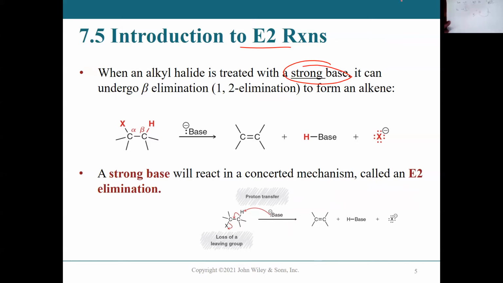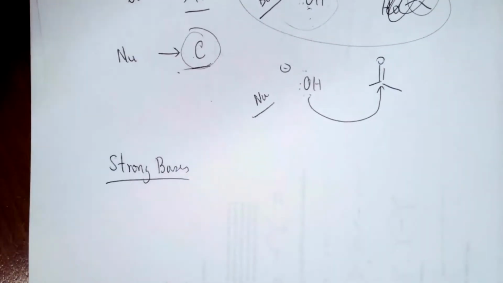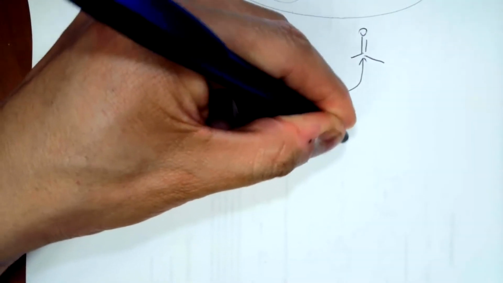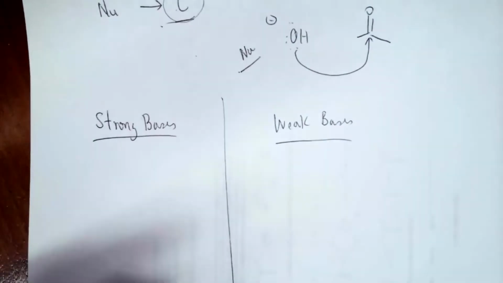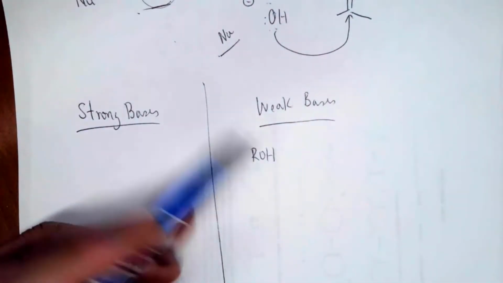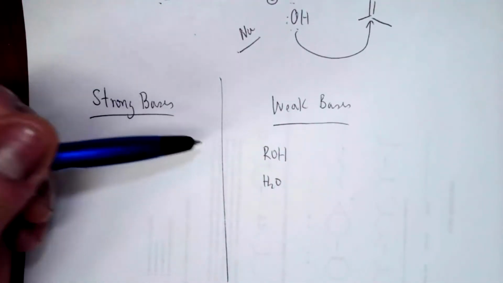So let's start by doing that. What is a strong base? And I will put a parallel with the weak bases. Weak bases are alcohols, any alcohol, ROH, and water. Those are the only weak bases we're going to be using.